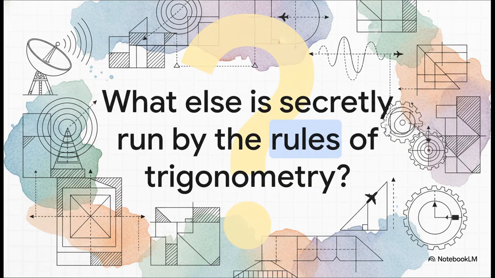It really makes you wonder, doesn't it? If this simple, elegant system for just placing an angle can guide something as complex and critical as a radar network, what other invisible systems out there in our world, from GPS navigation to video game animation to massive engineering projects, are also secretly being run by these fundamental rules of trigonometry?